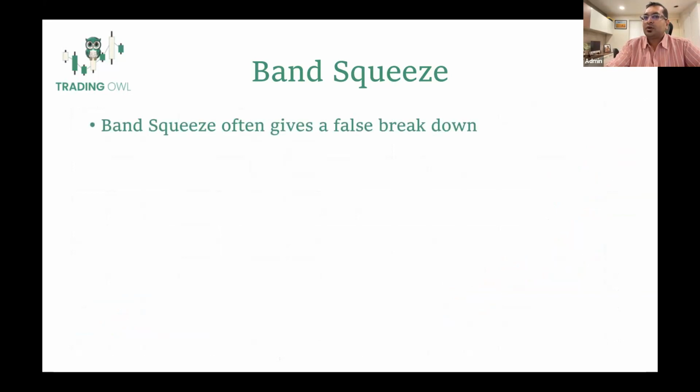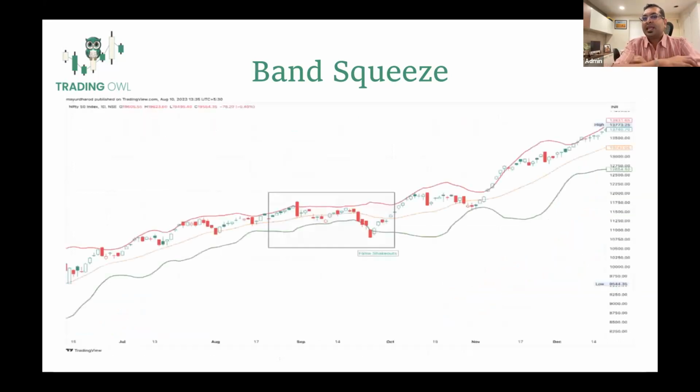So band squeezes also often give a false breakdown. It is a very common phenomenon in Bollinger Band that after a squeeze, the bands have not opened up. Look at here, it is only the lower band which has turned down, and it gives you a false breakdown signifying a downtrend, but that fails and the price recovers and starts moving back up to form a new bullish trend. So this is a very common phenomenon in a Bollinger Band, and it is also very helpful because it helps you identify fake breakdowns or breakouts.